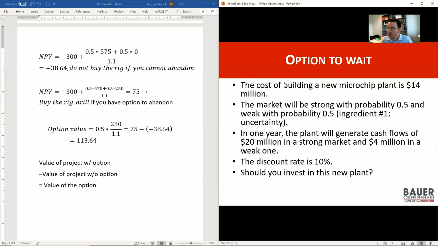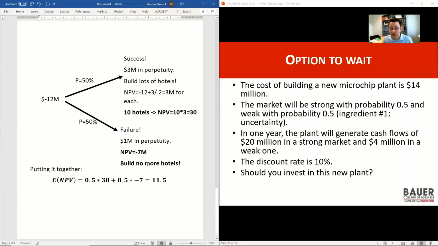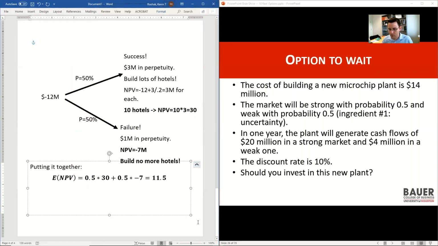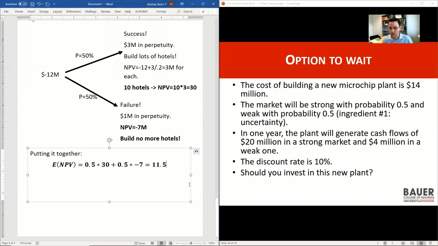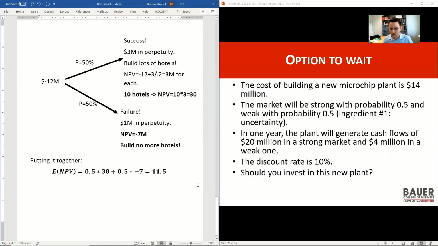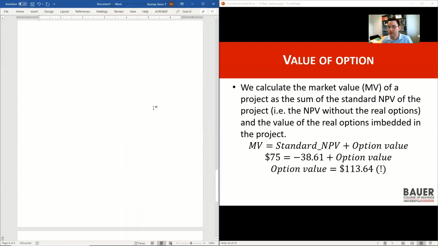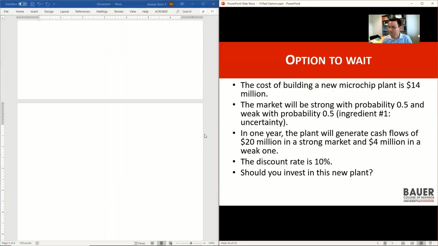In this case, there's a microchip plant that's going to cost you $14 million to invest today. Half the time, the market for those new chips will be strong, and half the time, the market will be weak. Okay, so there's that first ingredient that we've seen over and over again. There's got to be some uncertainty. Let's get a fresh page here. So there's some uncertainty here. You put in 14, sometimes it'd be good, sometimes bad.